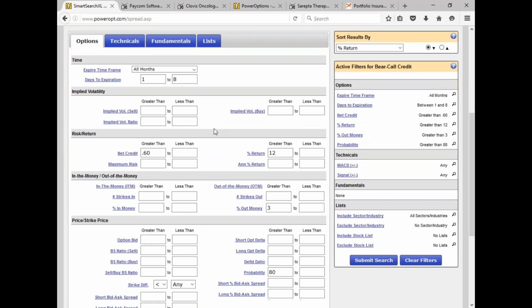No. Okay, so it's a little bit too restrictive. Let me make sure my time frame is right. Let's try that again. All right, so it's not there. I don't see anything that has at least a 60-cent net credit, 12% return, that's 3% out of the money. If you were dead set on this minimum net credit and return, the only way to open this up now is to lower the percent out of the money and lower the probability. You've admitted that you're not going to lower the premium or the return, so let's go 2% out of the money, probability is 70.